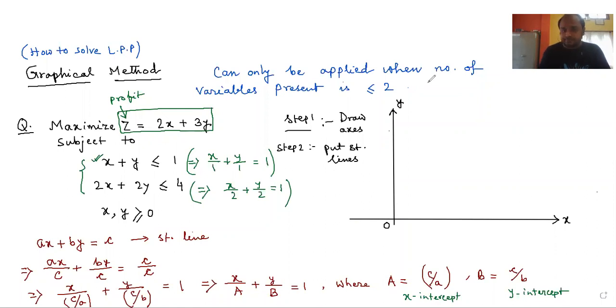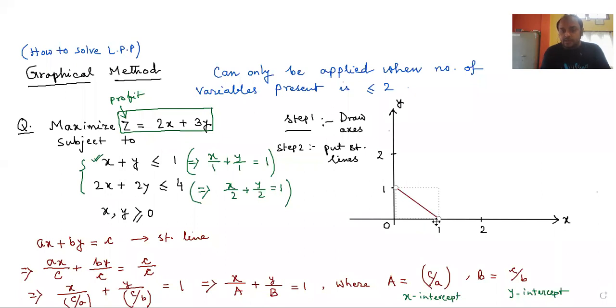So let us draw this figure. First of all, we are going to mark the points on the x-axis. This is 1, and suppose this is 2, and on the y-axis this is 1, and this is 2. Now we are going to draw the intercepts. We are going to join the intercepts together to get the required straight lines.